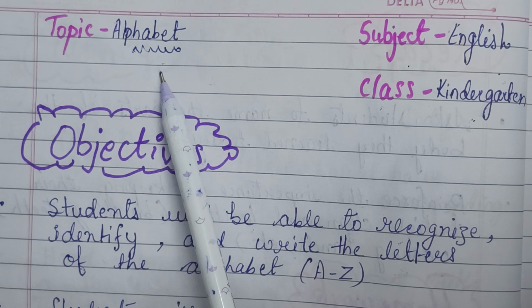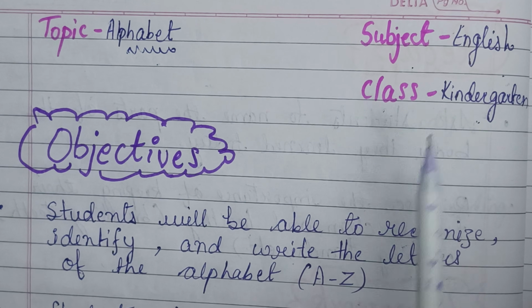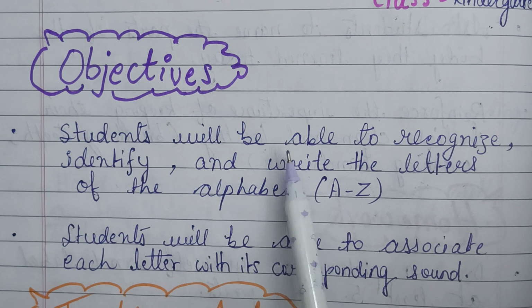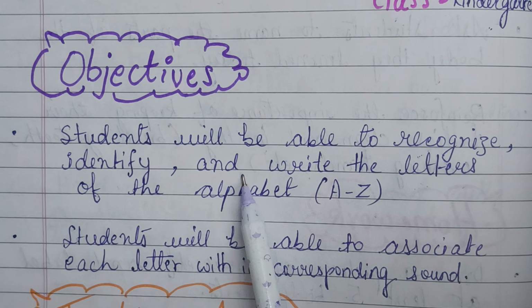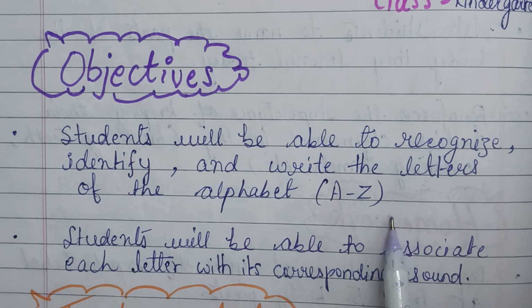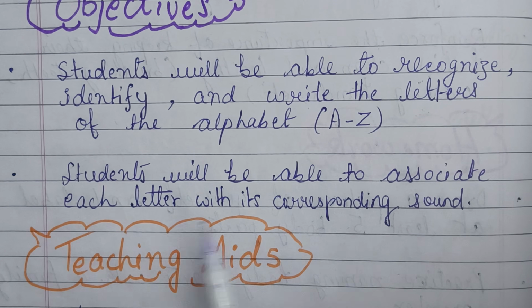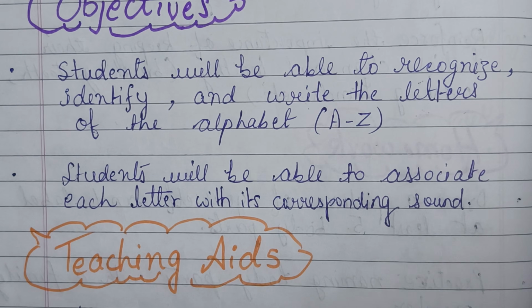Today's topic is alphabet, subject English, class kindergarten. Objectives. Students will be able to recognize, identify and write the letters of the alphabet A to Z. Students will be able to associate each letter with its corresponding sound.